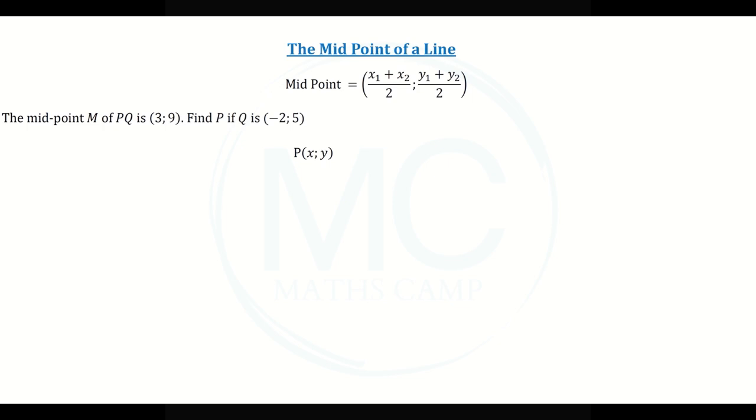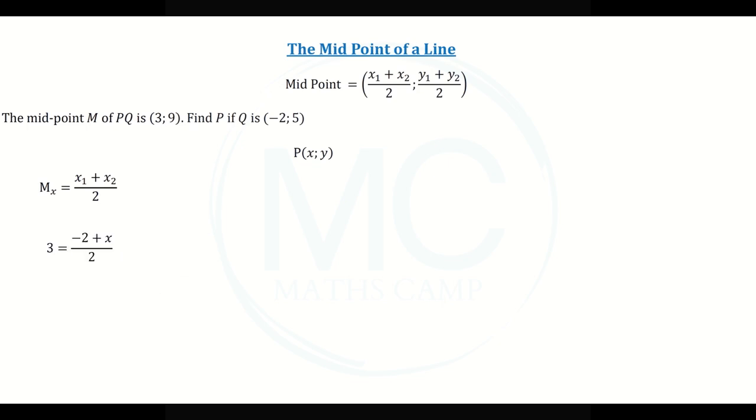We know that the x-coordinate of the midpoint M, let's say mx, is equal to the x-coordinate of our first point plus the x-coordinate of our second point, all over 2. Let's say that Q is our first point and P is our second. The x-coordinate of the midpoint M is 3, so we say 3 is equal to the x-coordinate of Q, -2, plus the x-coordinate of P, which is simply x, all over 2. And now we can solve for x.